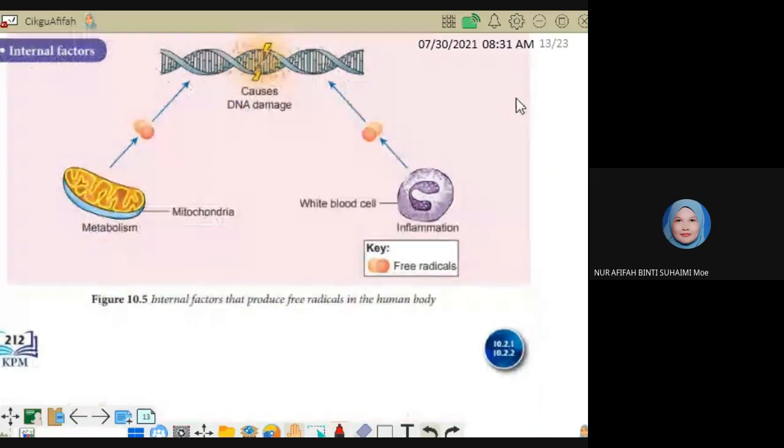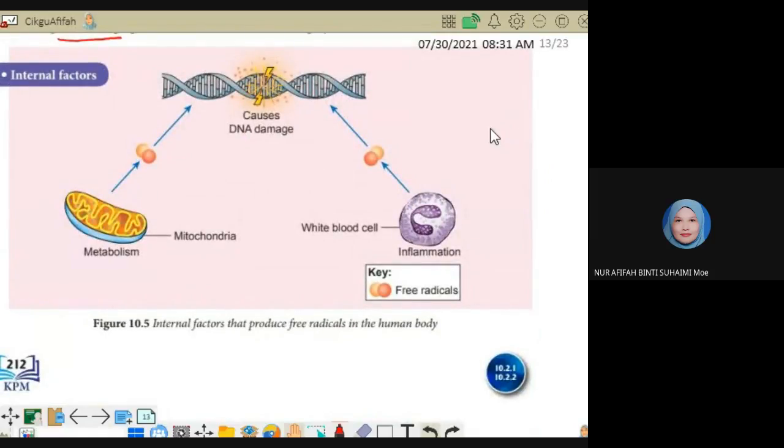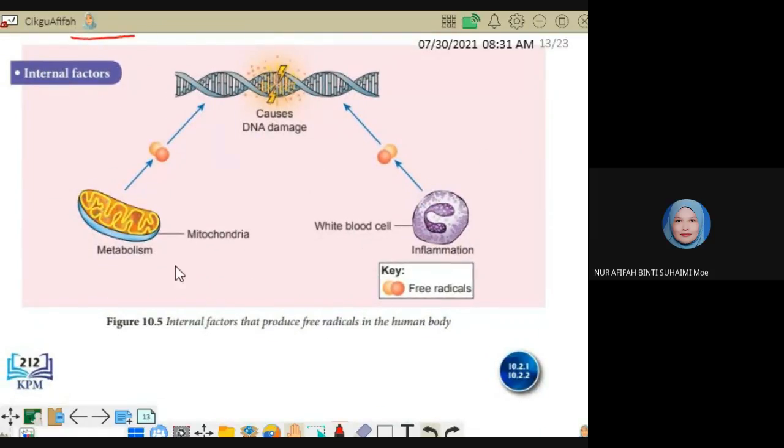Okay, contoh internal factors. The internal factors tadi, we have two types of internal factors: metabolism and inflammation. Okay, metabolism will undergo oxidation process that releases free radicals. So these free radicals will attack our DNA molecule. Okay, this is our chromosome lah, inside our nucleus. Still remember, ni benda ni datang dari mana? Okay, this one comes from the nucleus inside our body cell.